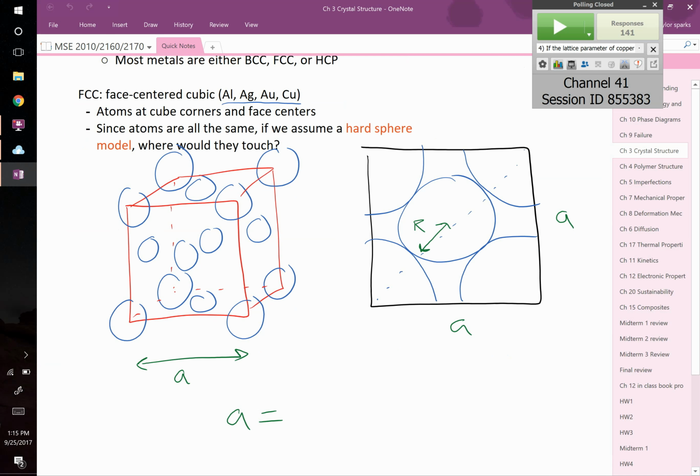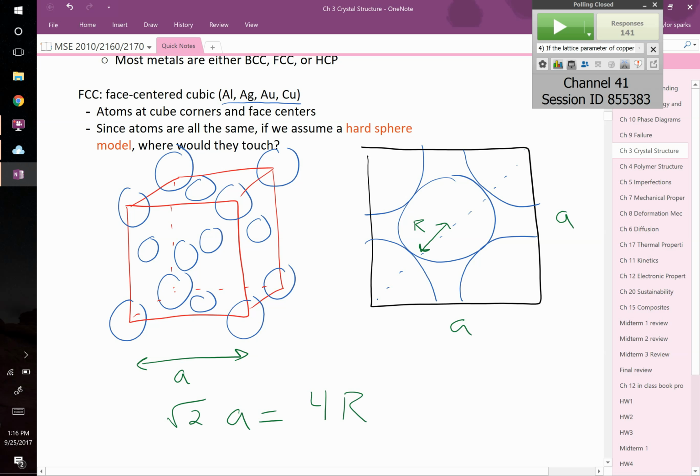Allie, you want to give it a shot? Where would you start on a question like this? That's a 45-45 triangle, right? You could use Pythagorean theorem to figure out the length of that diagonal line. If the two sides are a, what's the length of the diagonal? That's just going to be root 2 times a. That's the length of our diagonal. And that's equal to how many radii? It's equal to 4 radii, right?